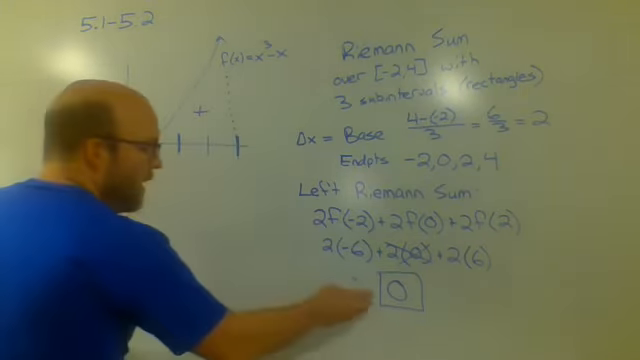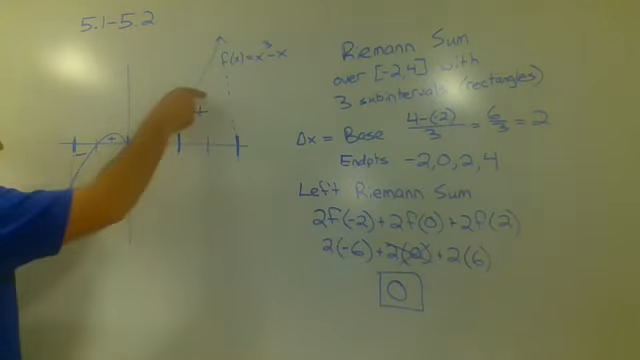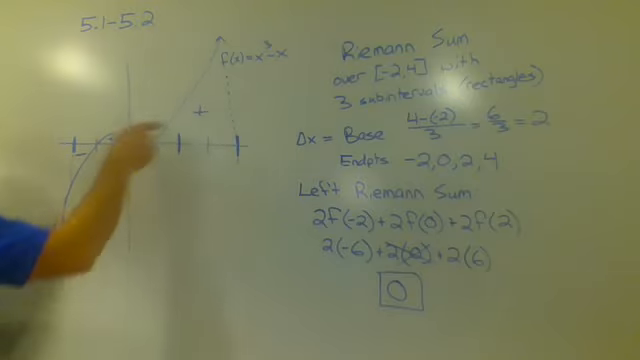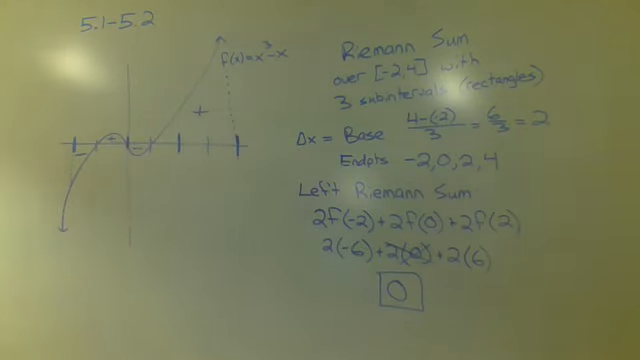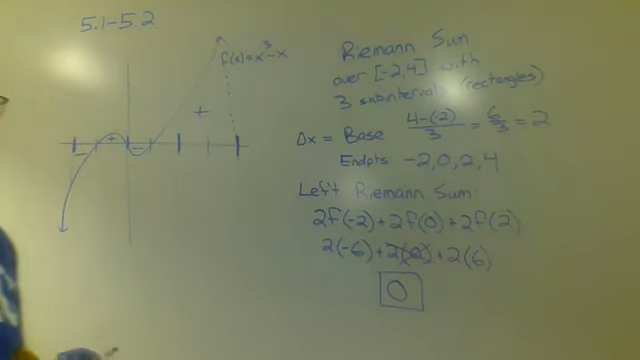So the 0 that we got here is the result of this being overestimated, this being underestimated to the point where they match up and they cancel out. Okay, but again, that's why we want to use more and more rectangles to get a better estimate here, but that's the left Riemann sum.